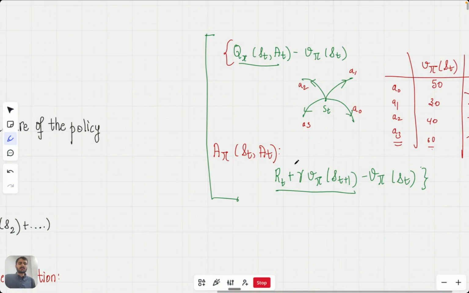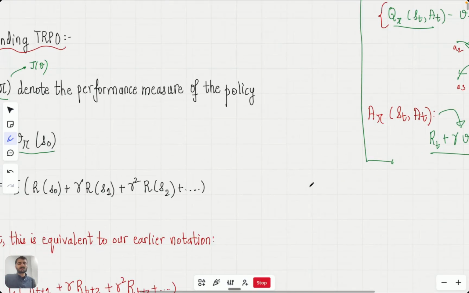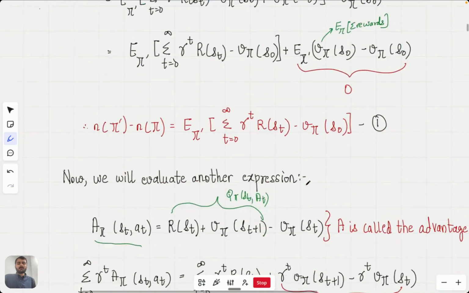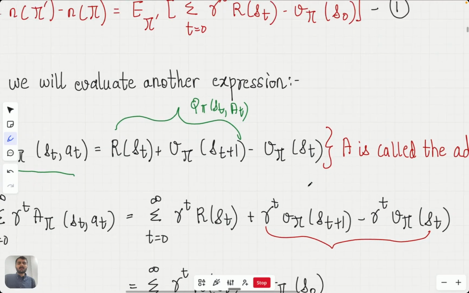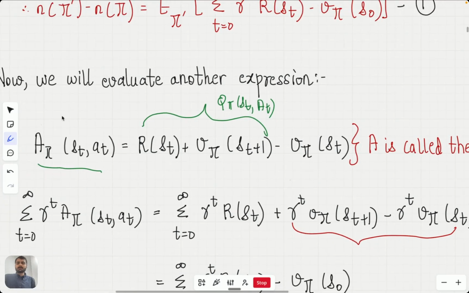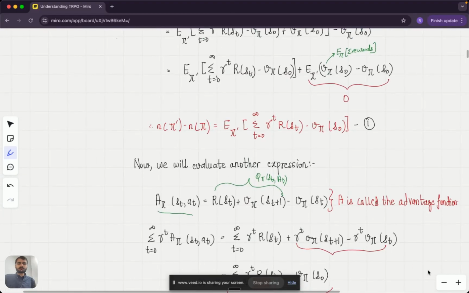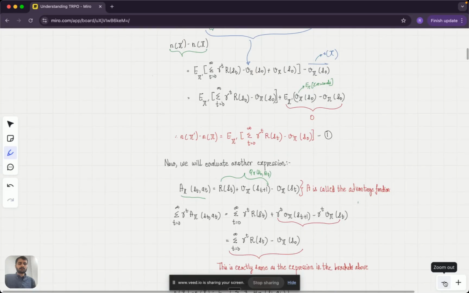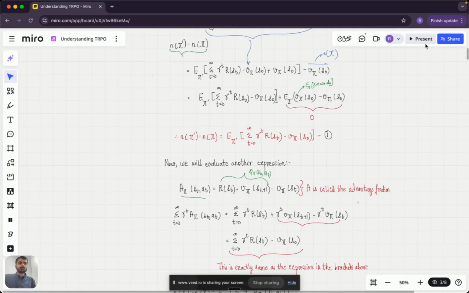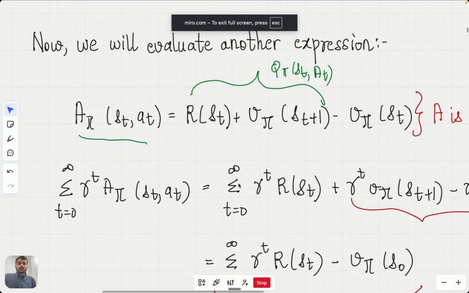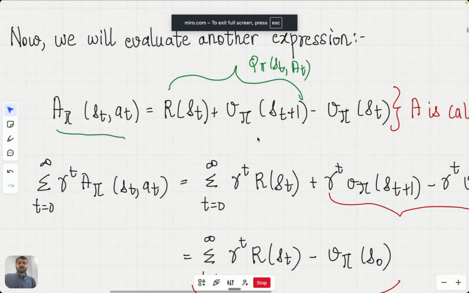If you look at this, we saw that there is a way to write q pi in terms of the temporal difference target, and we do that here. We write down q pi in terms of r of st plus v pi of st plus 1.